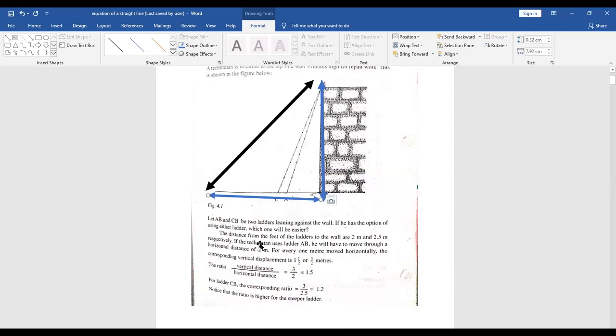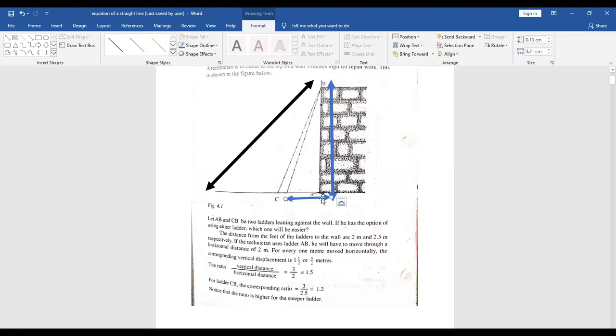So we are being told here the distances from the feet of the ladders are 2 meters and 2.5 meters. Obviously 2 meters is the smaller one. That is from A to the bottom of the wall, where we have 2 meters. And from C to the bottom of the wall is where we have 2.5 meters. And then what else have we been told? The corresponding vertical distance is 1.5 meters. So you are being told that the vertical distance, this distance here, is 1.5 meters. From C we are told is 2.5 meters, and from A we are told is 2 meters.